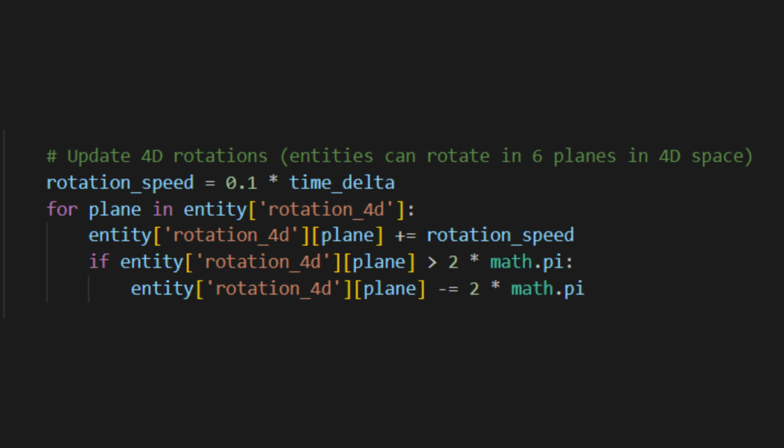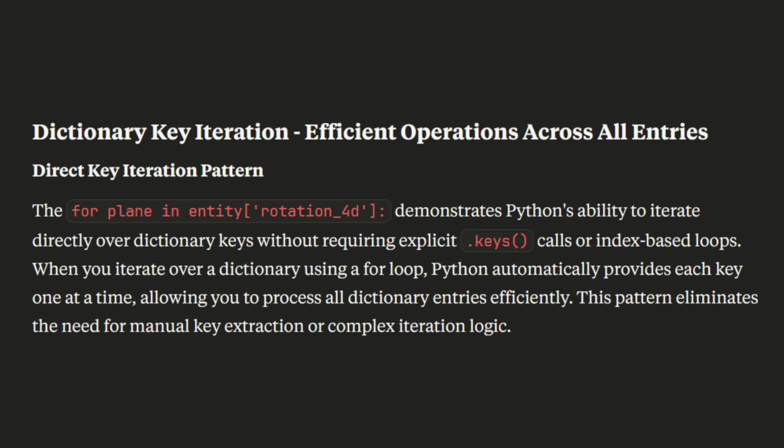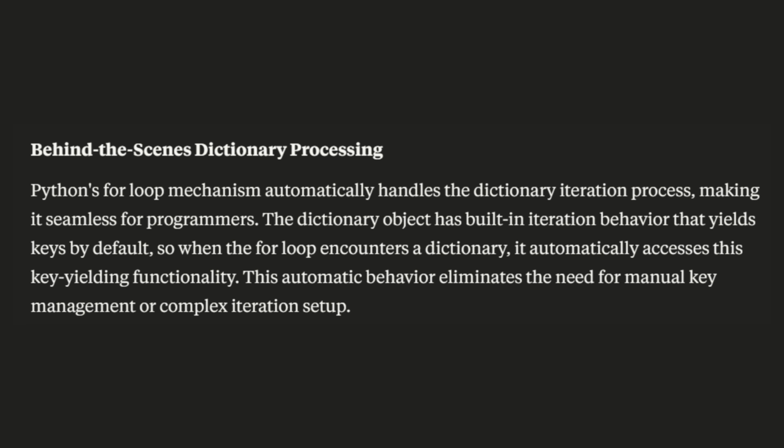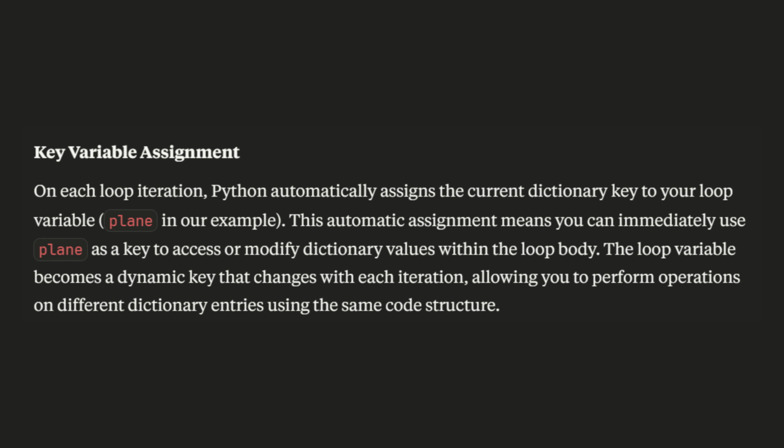This demonstrates dictionary key iteration, how for loops can iterate directly over dictionary keys, enabling you to apply the same operation to all entries in a dictionary efficiently. When you write for plane in entity rotation 4D, Python automatically loops through each key in the rotation 4D dictionary. The variable plane takes on each key value, xy plane, xz plane, and so on. The iteration process is: the first iteration, plane equals xy plane; second, plane equals xz plane, and so on.